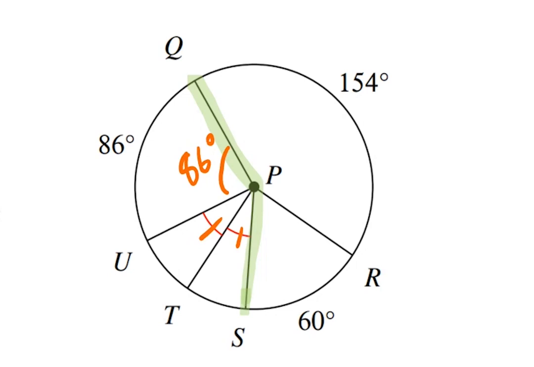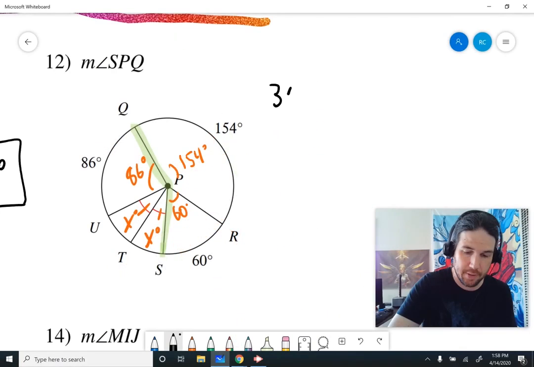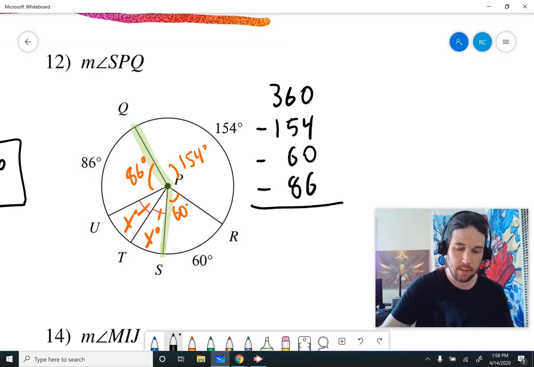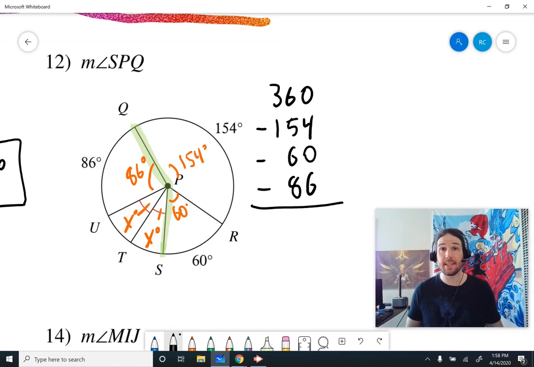Well, I have almost this whole circle, right? I'm going to call these two X degrees because I'm super creative. And we've got the whole thing, right? We know that this bit is 60 degrees. We know that this bit is 154 degrees. And we know that all circles add up to 360. So we're going to take that 360 degrees and subtract 154, subtract 60, and subtract 86. And whatever that is, we'll cut it in half and we'll be done.